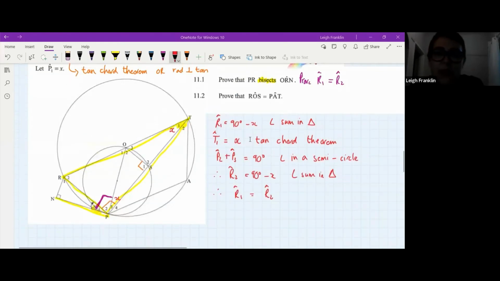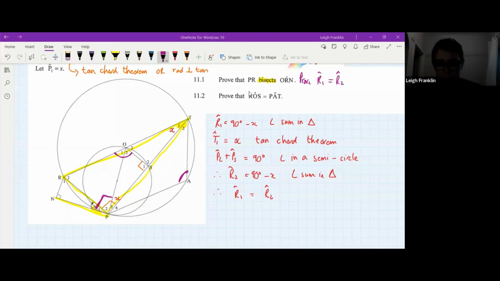All right. So the next thing that we need to do is prove that ROS, I don't know if I'm going to be able to finish this in time. ROS, so that's this angle over here. Prove that ROS equals PAT. So that's that angle over there. All right, I'm going to try and do this as fast as I possibly can. I'm sorry I'm rushing here at the end.